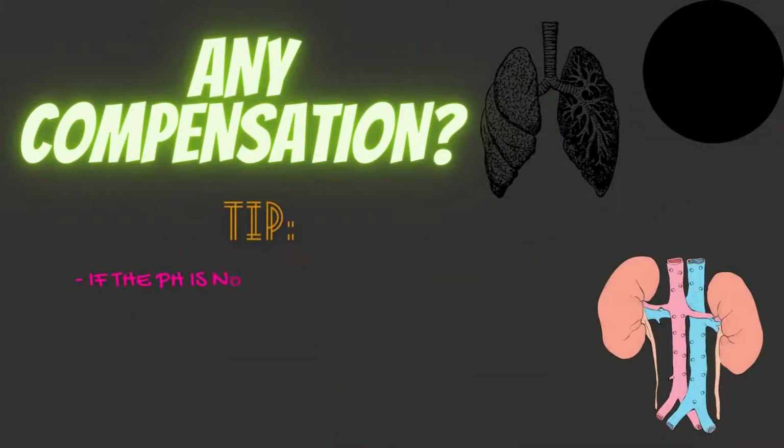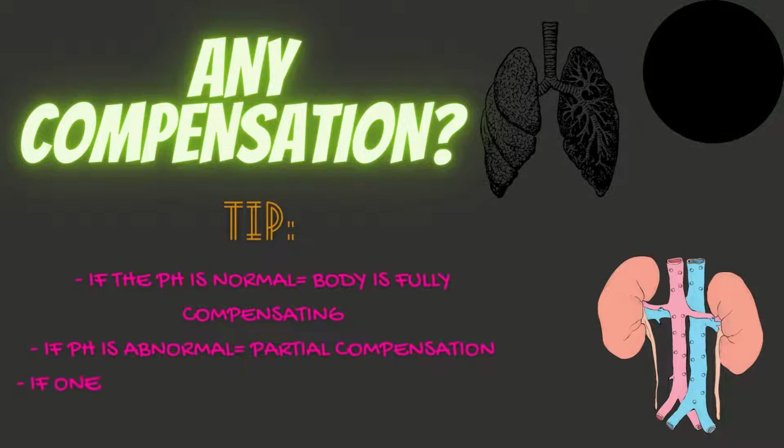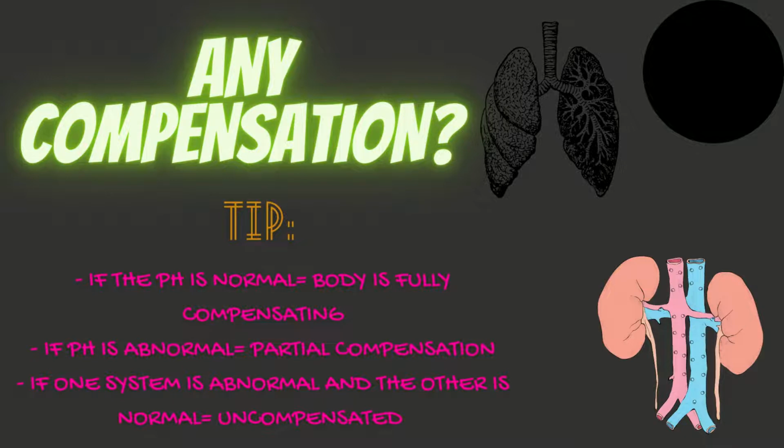So another tip, taking it a step further, if you're past fundamentals, you start looking for compensation amongst these values. If the body is fully compensating, that means your pH is normal. That means your body is trying to do something and keeping the balance in your body. If the pH is abnormal, it is partial compensation. And if one system is abnormal, meaning the PaCO2, and the other one, which is the bicarb, is normal, that means that your body is not compensating for the imbalance that is occurring.